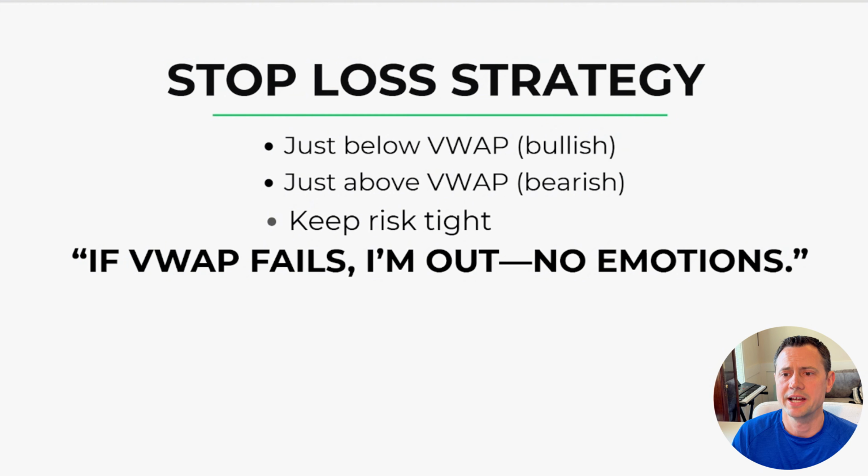So, a stop loss strategy: just below VWAP for the bullish area, or just above for the bearish, right? You want to keep your risk tight so you're not having any slippage or losing more money than you originally put up to lose. If VWAP fails, I'm out, no emotions. If it gets below, I'm cutting my trade, or if it gets above, I'm cutting my trade, depending on what kind of position I'm in.